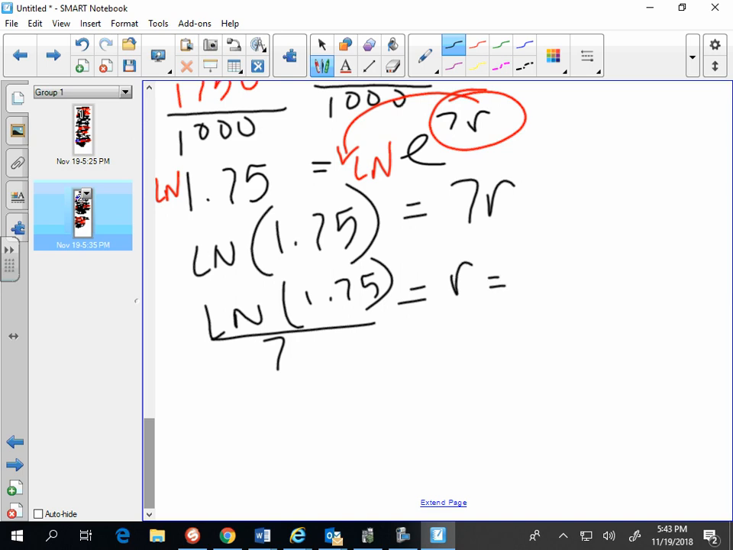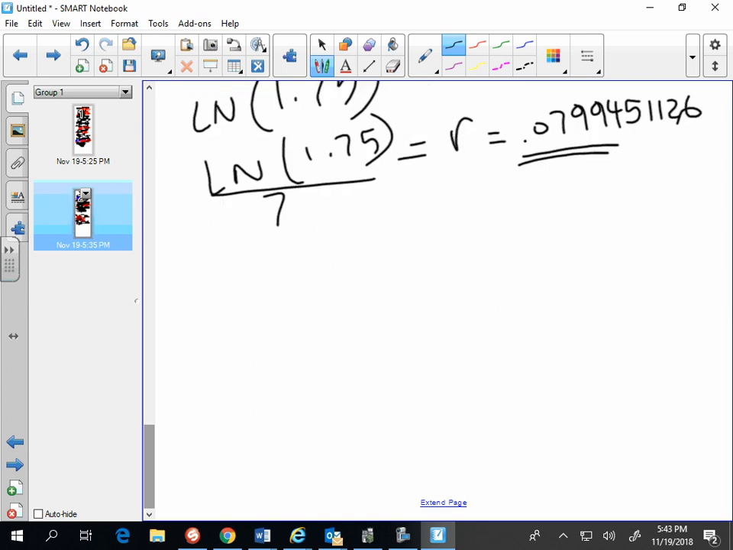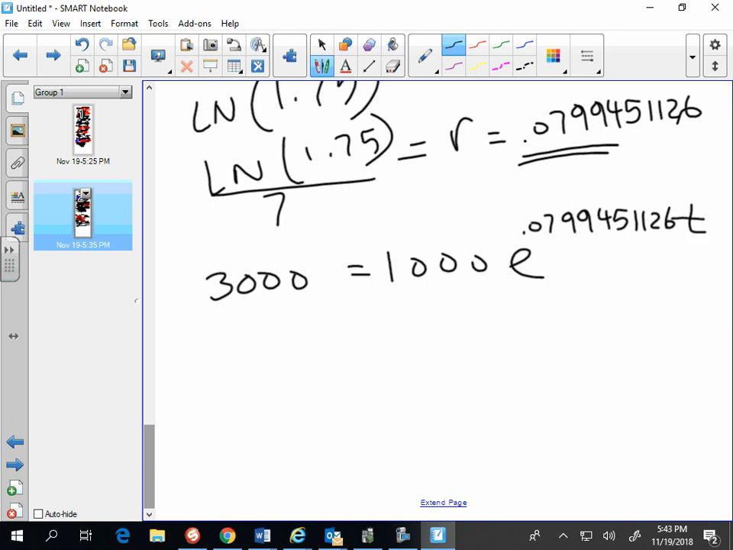I get the rate is supposed to be 0.0799451126, or growing at approximately 8% per day. That's growing pretty fast. Okay, so what have we asked? We want to know when we have triple the original amount, or 3,000 weevils. So I want to know when 3,000 equals 1,000 e to the 0.0799451126t. I'm setting my weevil population model equal to triple the original population.